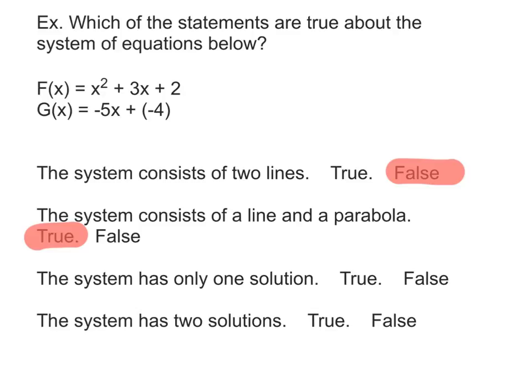The system has only one solution. That is false. Oftentimes, when you have a line going through a parabola, you will meet in two different places, okay? And again, if you graph this on your graphing calculator, you will see this. And then the last one says, the system has two solutions. Well, obviously, if it's false that it has one, in this case, it is true that it has two.